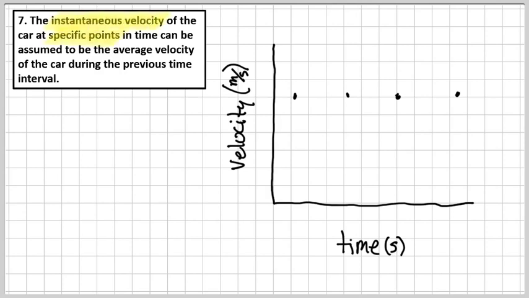The instantaneous velocity at specific points. For example, what is the velocity at time 1? What is the velocity at time 2? Or what is the velocity at time 3? And so on.